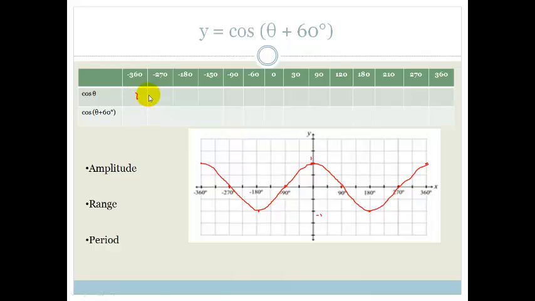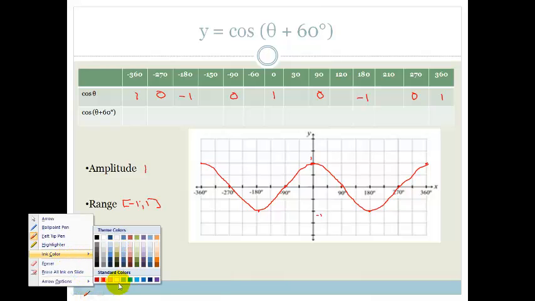We've got 1, 0, minus 1. I'm skipping minus 150. We'll talk about that in a minute. Minus 90 is going to be 0. At 0, it is 1. At 90, it is 0. At 180, it's minus 1. At 270, it's 0, and 360 is 1. Now, the amplitude of this is still 1. As we know, the range is from minus 1 to 1, and the period is 360 degrees, our basic cos graph.